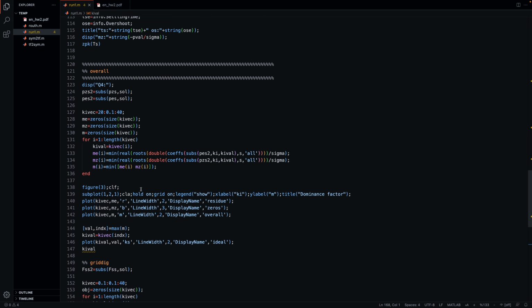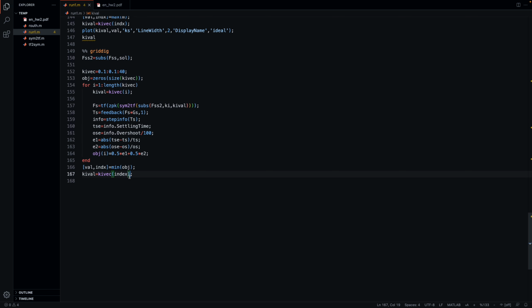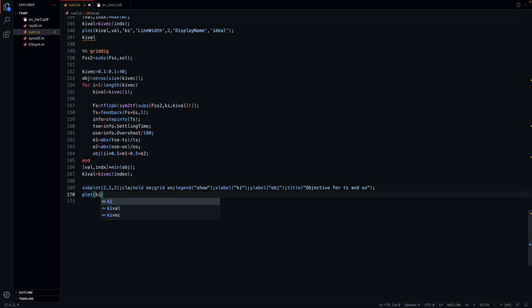So what I can do is, maybe instead of having them side by side, let's have it 2, 1 here. Let me just bring it back here. So this would be then the second one. Hold on, grid on, legend show. Ki. Instead of dominance factor, I'm going to have an objective. And that's going to be directly the objective of TS and OS. So then I'm going to plot KI_VEC and objective, of course.